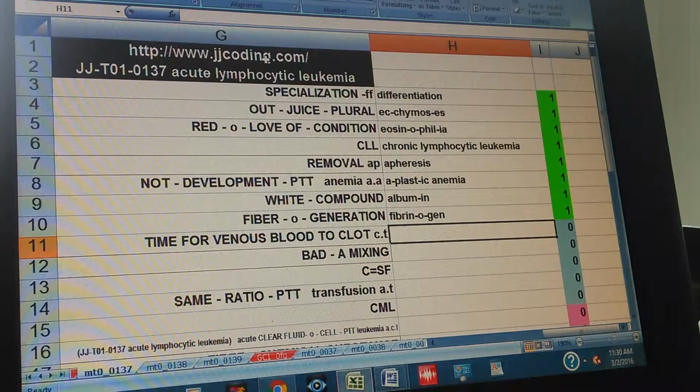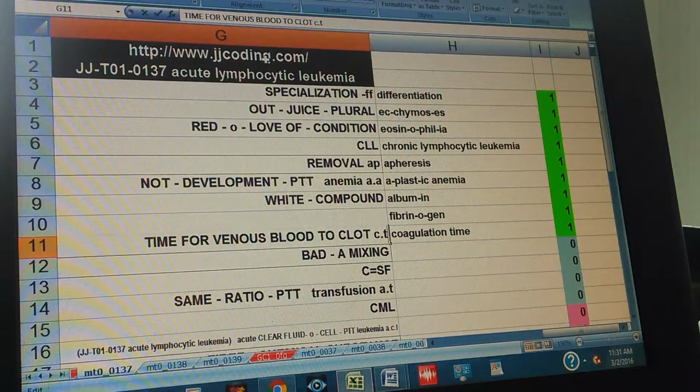Time for venous blood to clot. This is a two-word medical phrase, and the first word starts with C and the second word starts with T. So, time for venous blood to clot. Coagulation time. Okay. Let's put time in lowercase because you just have to type time, right? Yes. Okay. There you go.